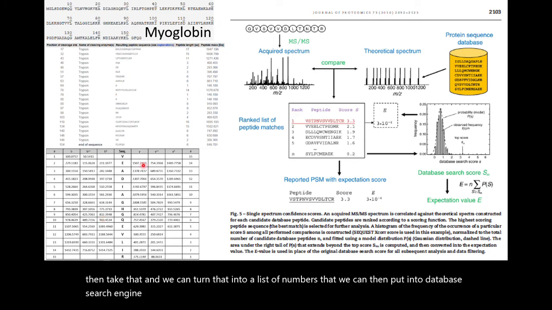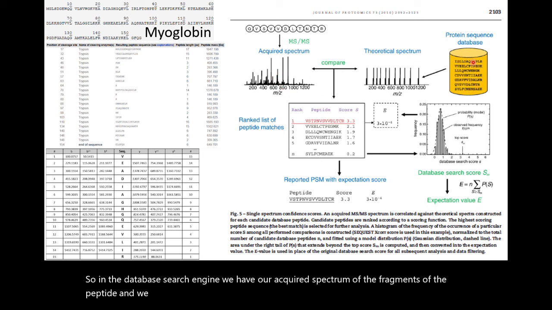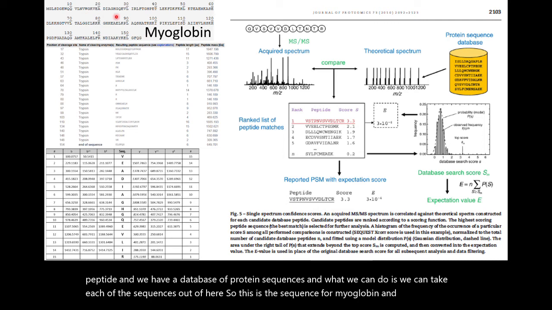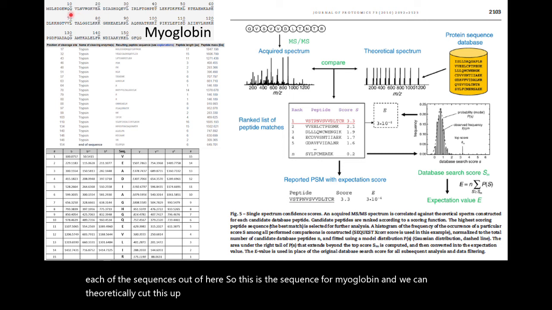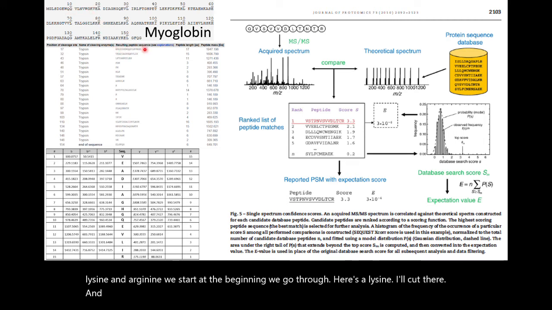In the database search engine, we have our acquired spectrum of the fragments of the peptide, and we have a database of protein sequences. What we can do is take each of the sequences out of here. This is the sequence for myoglobin, and we can theoretically cut this up with trypsin. So we can go through and say, okay, trypsin cuts at every lysine and arginine. We start at the beginning, we go through, here's a lysine, I'll cut there, and I'll create this particular peptide. And so this is the collection of tryptic peptides that would be made from this open reading frame that's in the database.